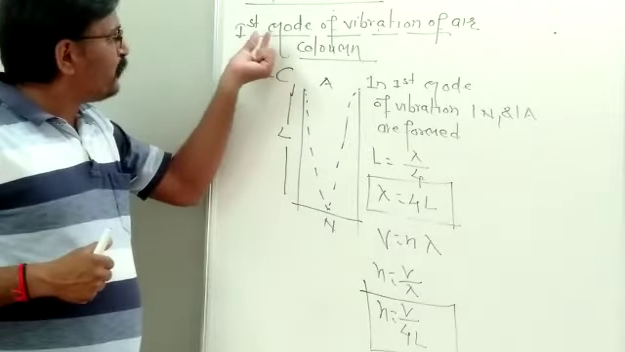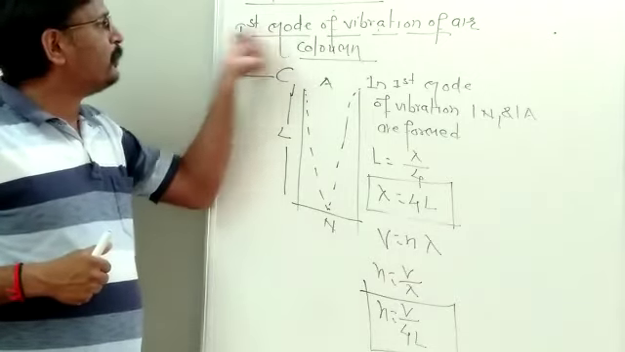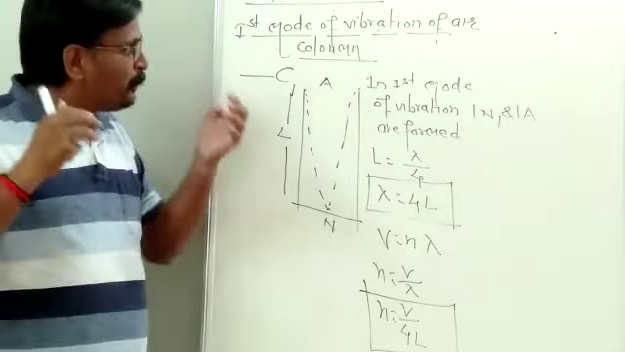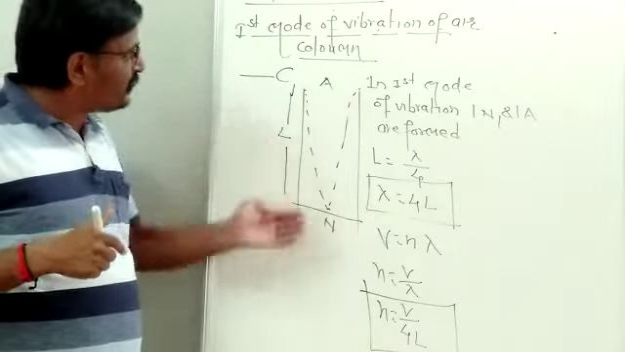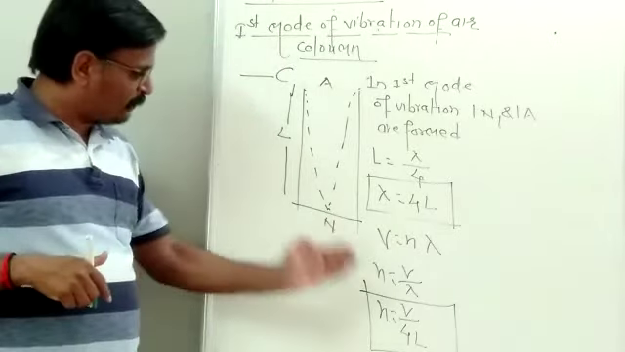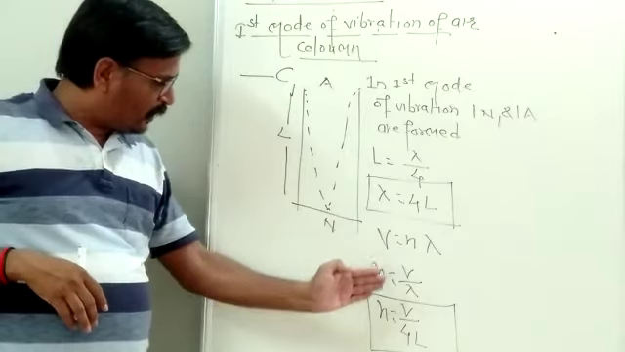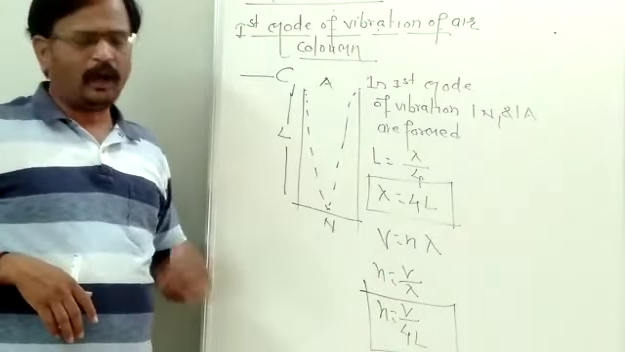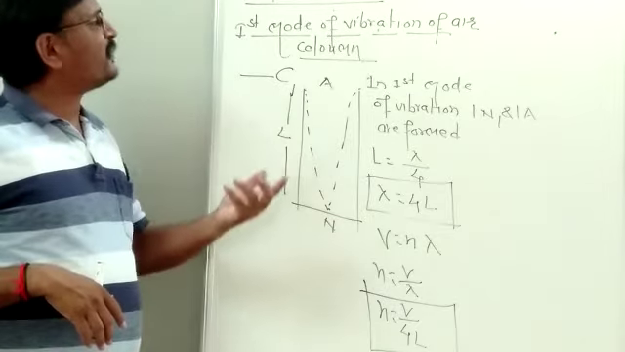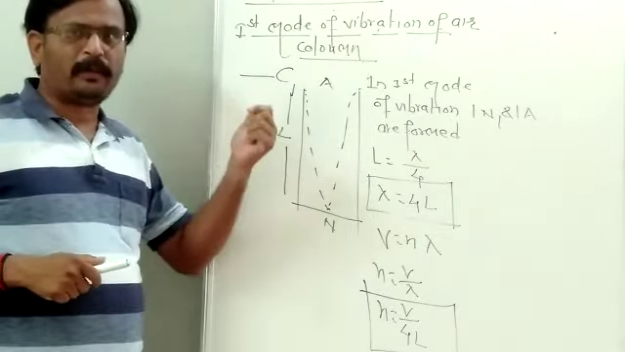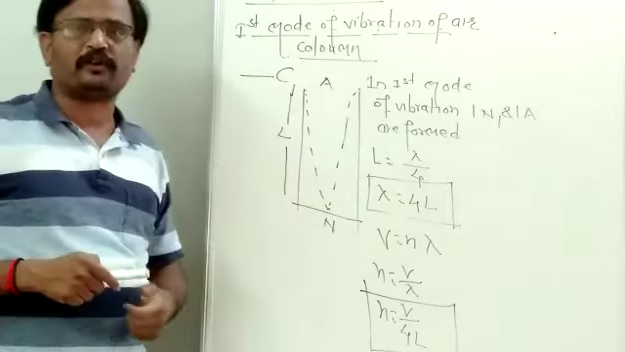Mode means what? The way in which the air column gets vibrated. That is called a mode. And this is the first mode we are discussing, the first mode of vibration of air column. And the fundamental frequency of the vibrating air column is what? V upon 4L. Now, we are going to talk about the second mode of vibration of the air column. Let's talk about the second mode of vibration of air column.